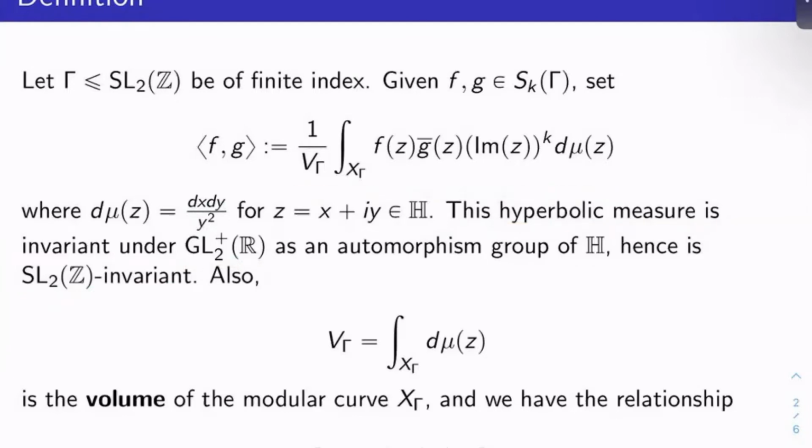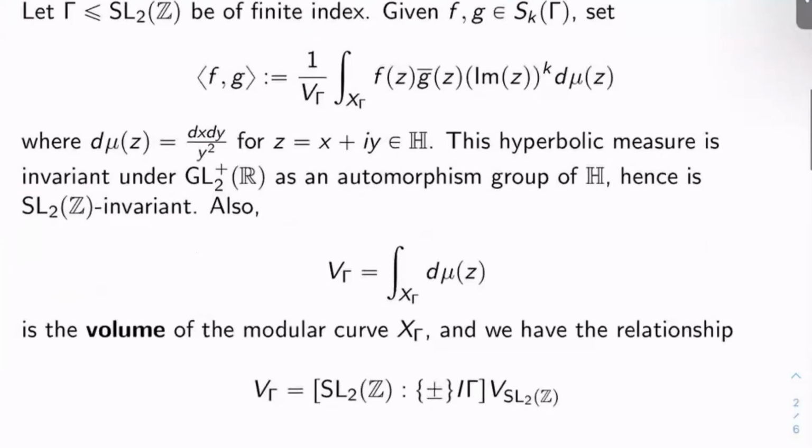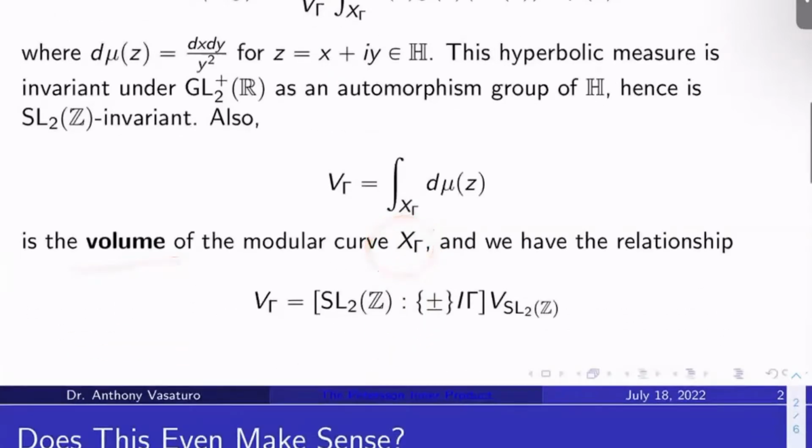Okay, I mean, there are other things you have to check, though. So first of all, what's going on with this volume here? V sub gamma is the integral over the modular curve X sub gamma of 1 relative to the measure d mu of Z. This is called the volume of X sub gamma, and you have the relationship V sub gamma is the index in SL2Z of the subgroup plus or minus the identity times gamma, all of that index times the volume of SL2Z.